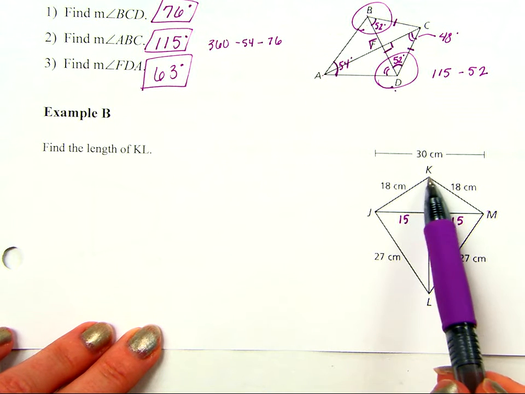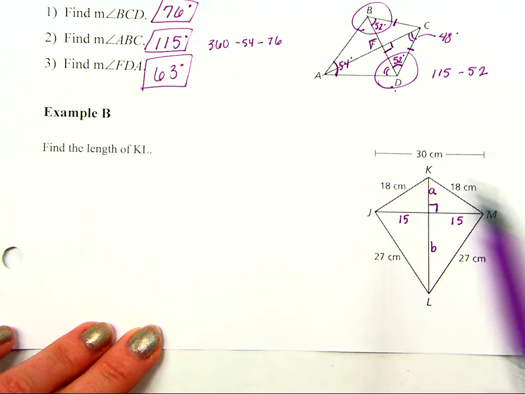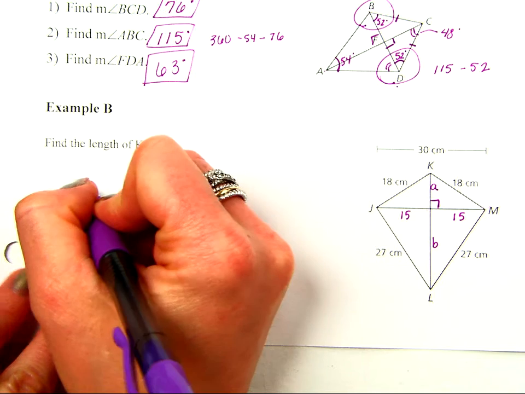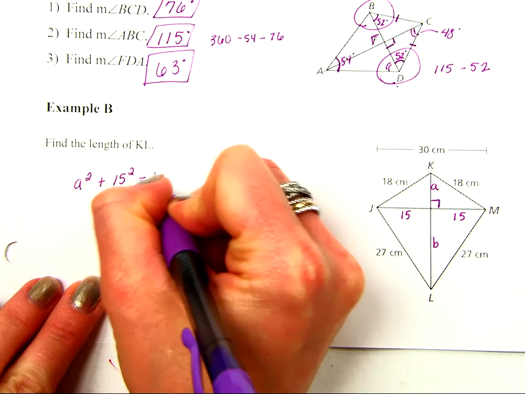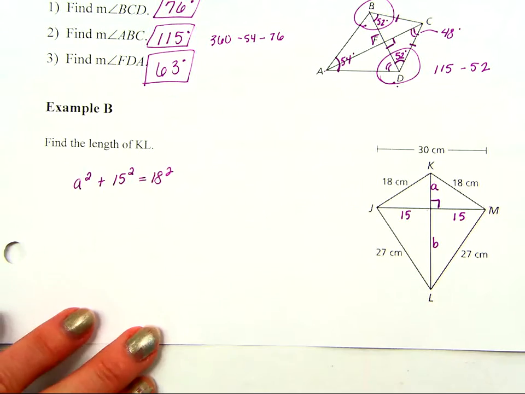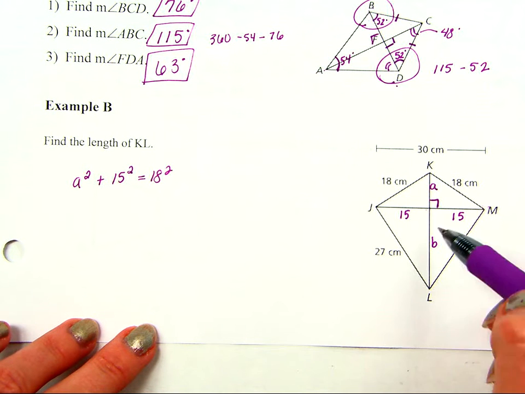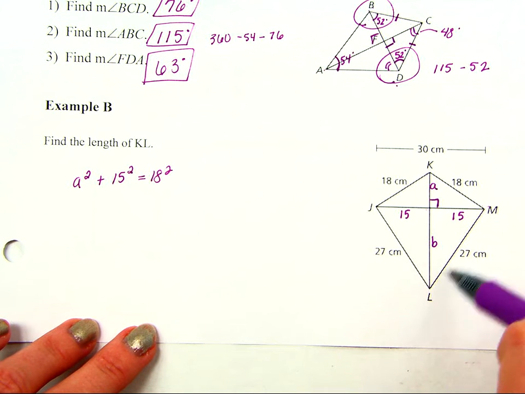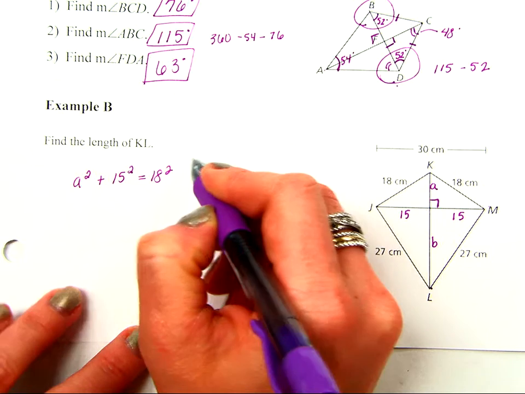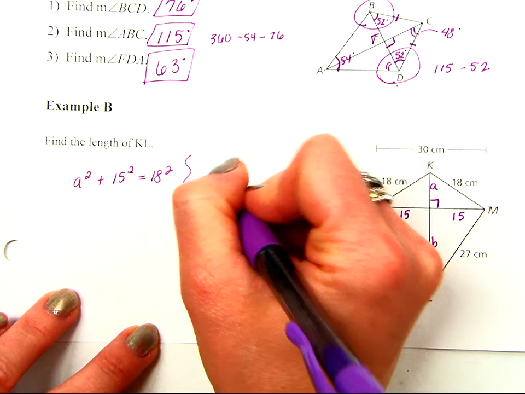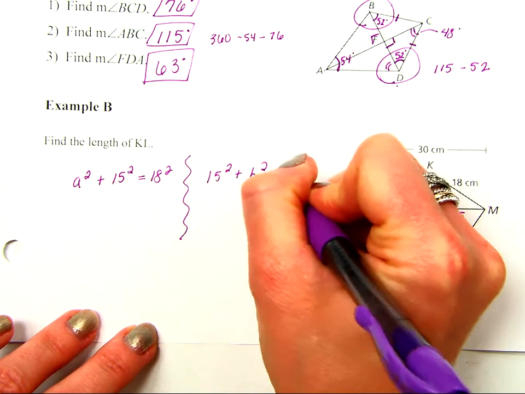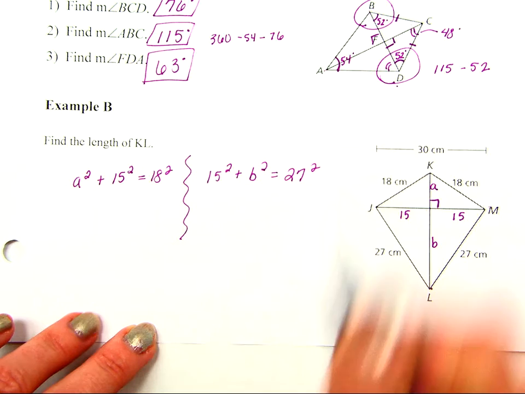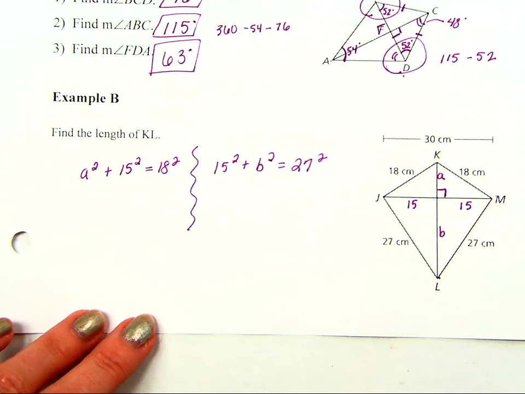With my right triangle here, I can simply say that A squared plus 15 squared is going to equal 18 squared. And I could set up a second equation similar to that to solve for B. My right triangle here would allow me to say, well, 15 squared plus B squared is going to equal 27 squared. And we would solve each of those.